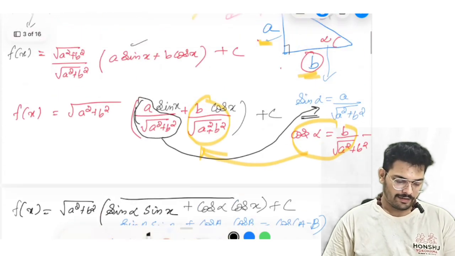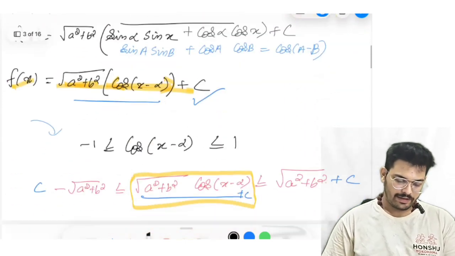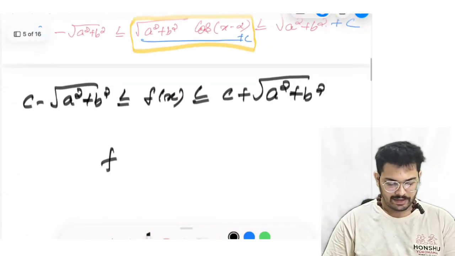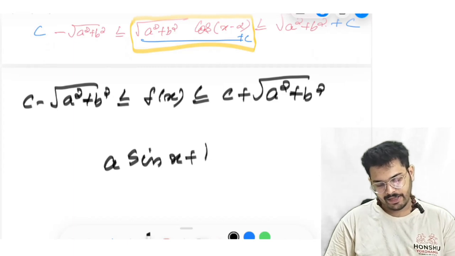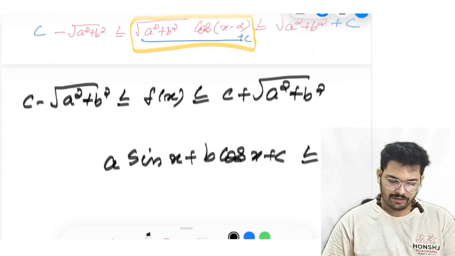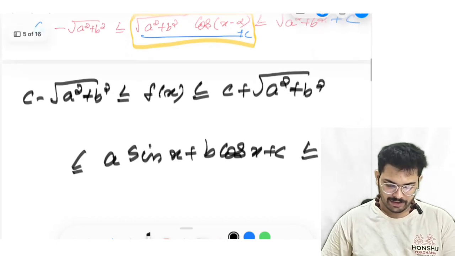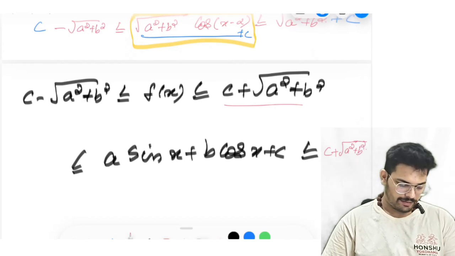Or in general, our f of x is of the form a sin x plus b cos x plus c. Therefore, f of x equals a sin x plus b cos x plus c, and f of x has a maximum value of c plus root of a square plus b square, and a minimum value of c minus root of a square plus b square.